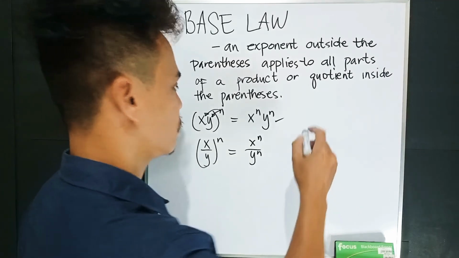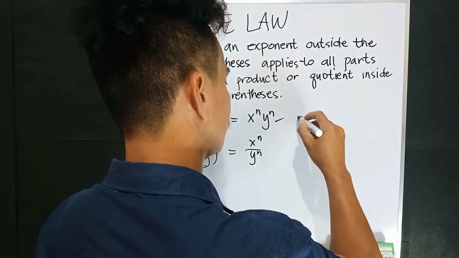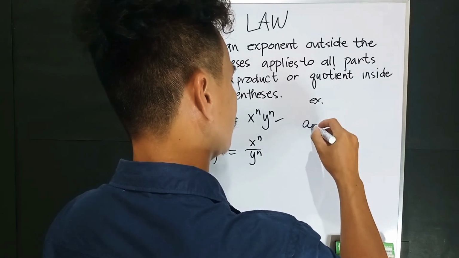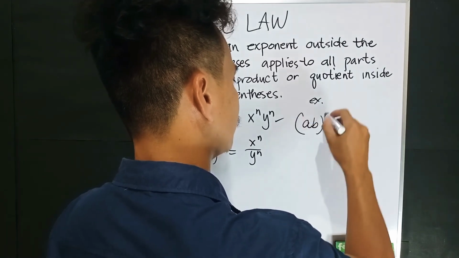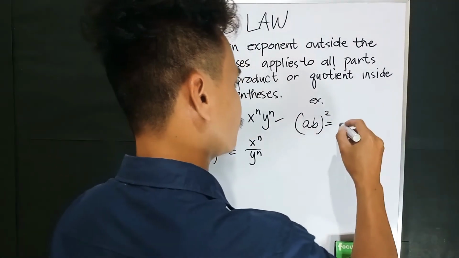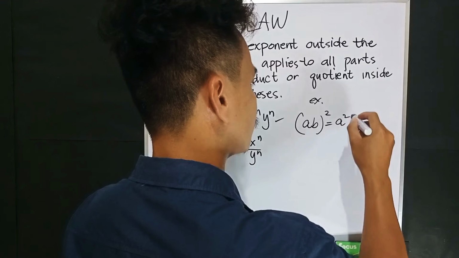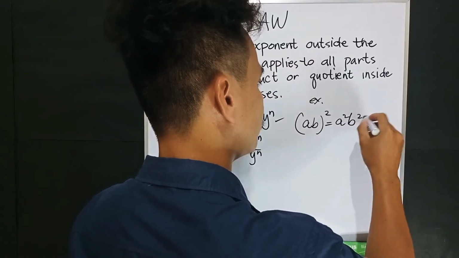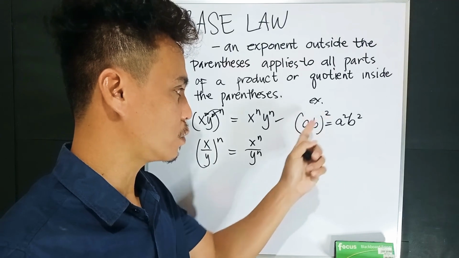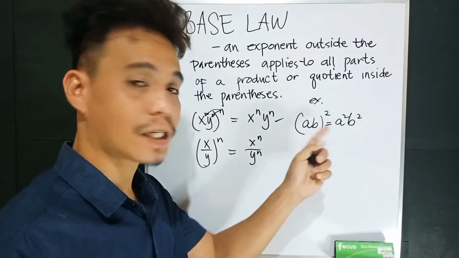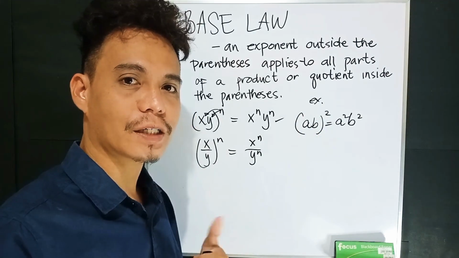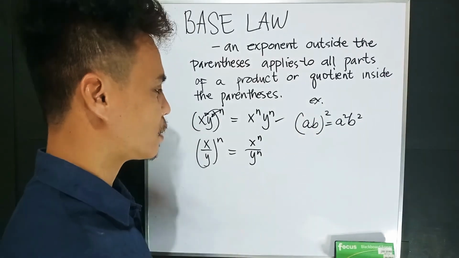Example guys, so this is a multiplied to b, raised to 2. So therefore this will be a raised to 2 and b raised to 2. So naya-apply na natin yung exponent dun sa loob isa-isa. So i-distribute natin siya isa-isa. Okay? I hope naintindihan. Another example.